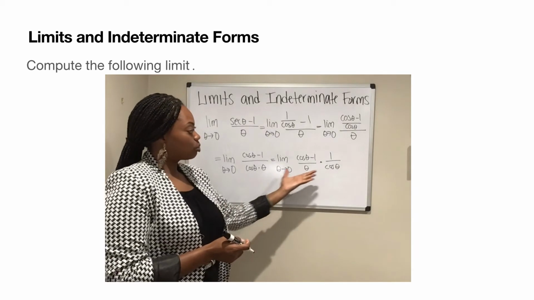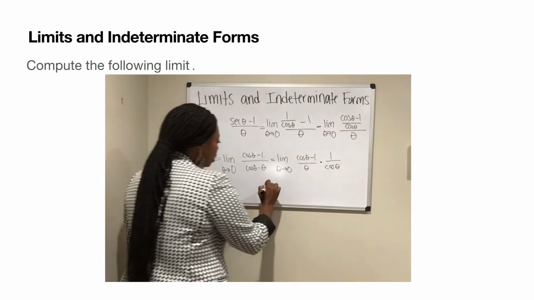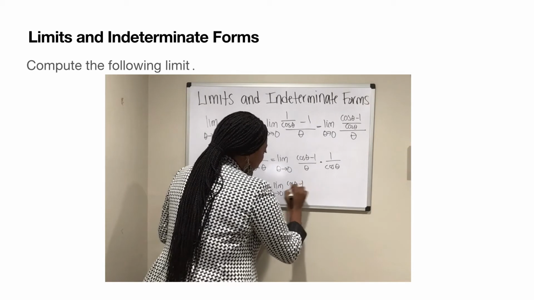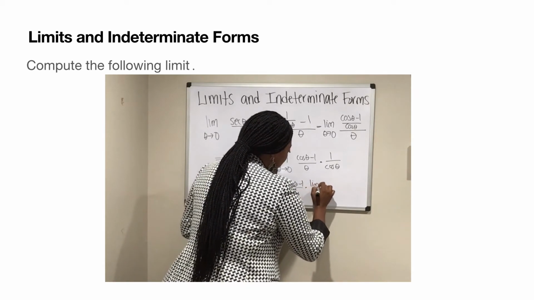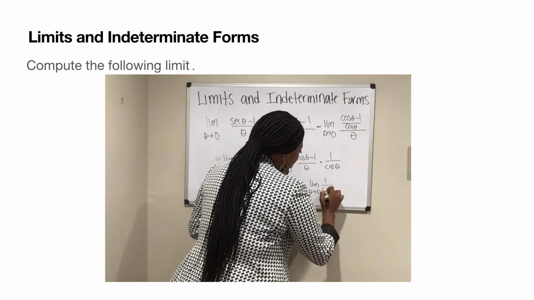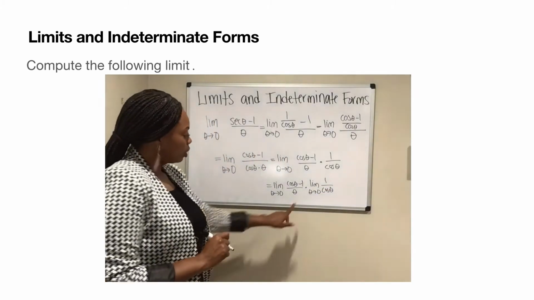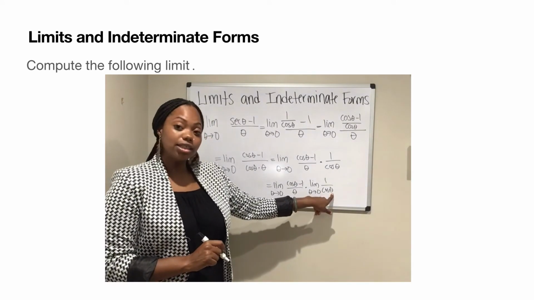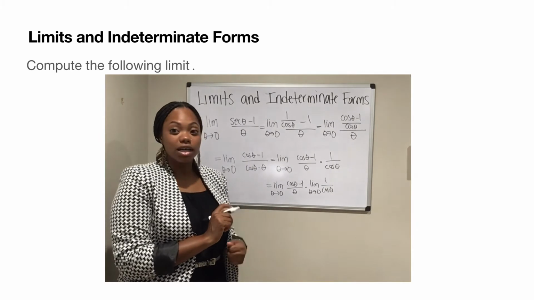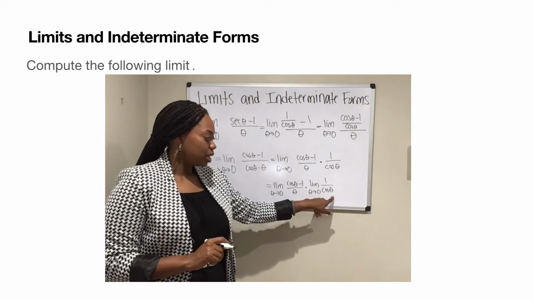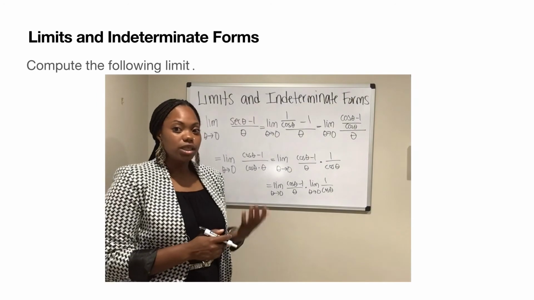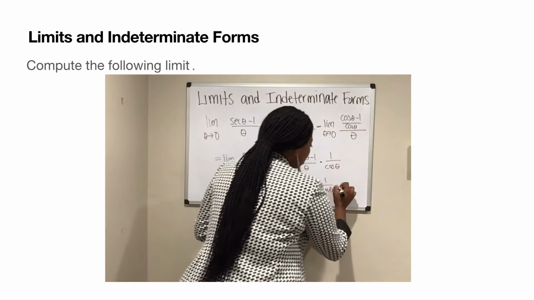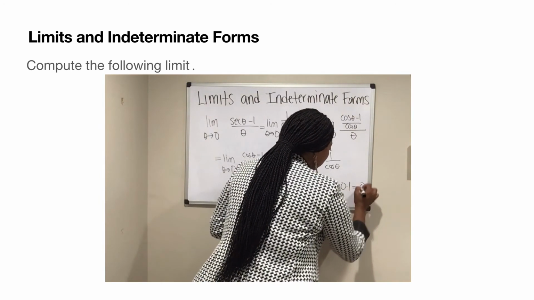And therefore we can use the product law and break up this limit to give us the limit as theta approaches 0 of cosine theta minus 1 over theta times the limit as theta approaches 0 of 1 over cosine theta. Now we know that this limit is equal to 0, but this one, when we plug in 0 into our denominator, does not give us 0 anymore, because cosine of 0 is equal to 1. So this limit will become, once we actually take the limit now, 0 times 1, which is 0.